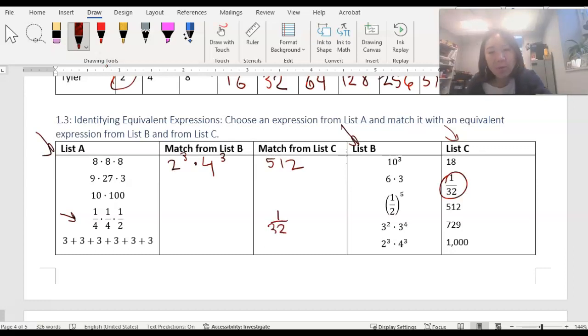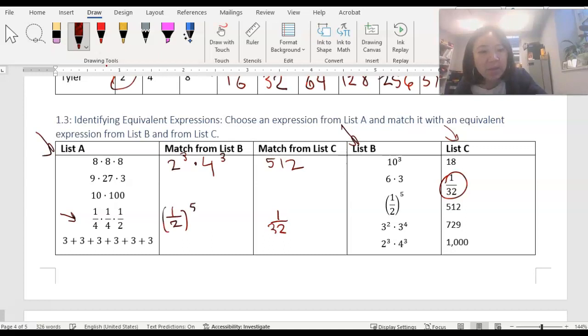But then we want to think about, well, how else? Well, obviously the only other one with fractions is 1/2 to the 5th power. And the reason that that works is because we're doing 1/2 times 1/2 times 1/2 times 1/2 times 1/2. And when we multiply 2 by itself 5 times, we will get 32.